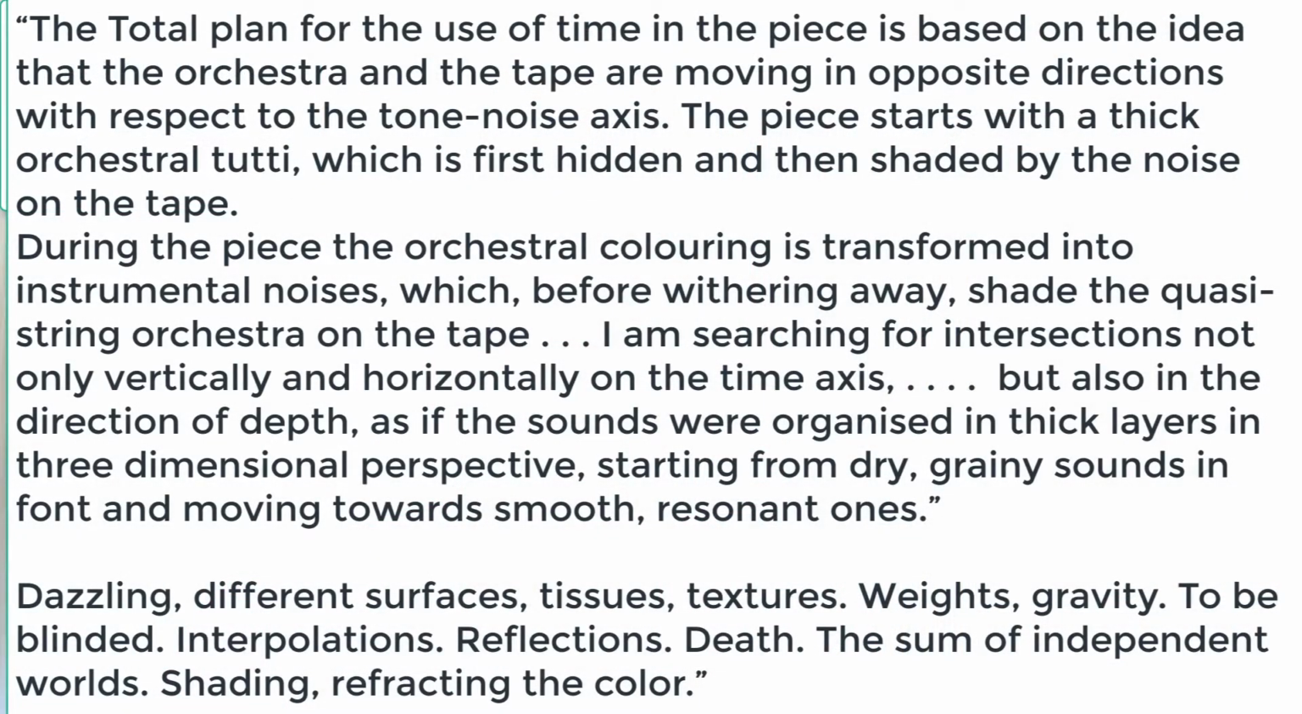The total plan for the use of time in the piece is based on the idea that the orchestra and the tape are moving in opposite directions with respect to the tone-to-noise axis. The piece starts with a thick orchestral tutti, which is first hidden and then shaded by the noise on the tape. During the piece, the orchestral coloring is transformed into instrumental noises, which, before withering away, shade the quasi-string orchestra on the tape. I'm searching for intersections not only vertically and horizontally on the time axis.